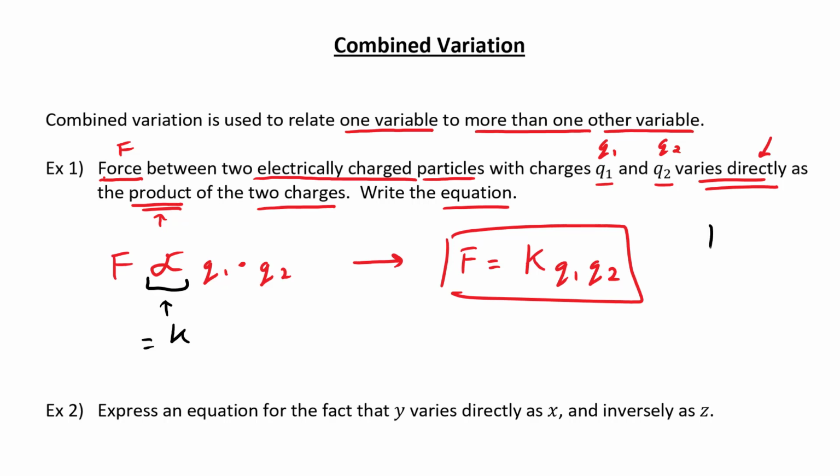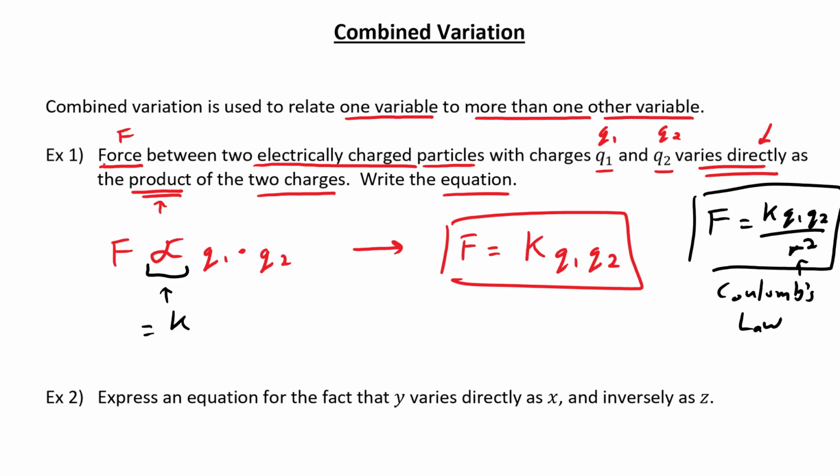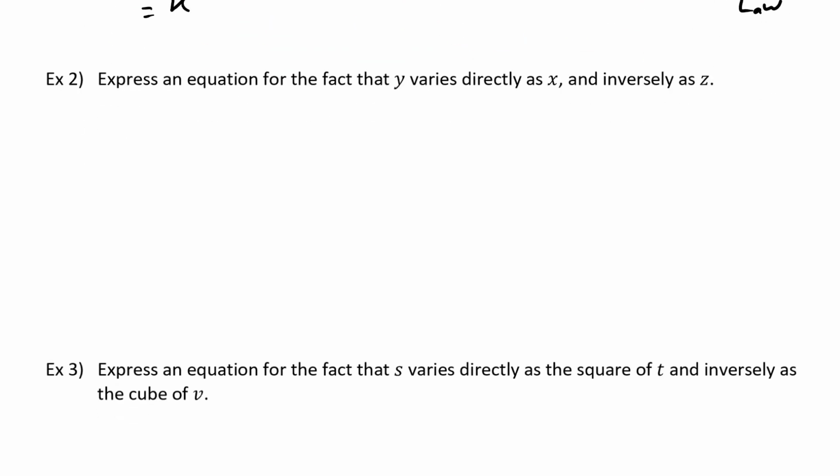There's actually a law called Coulomb's law. Force equals K times Q1 Q2 over radius squared. So there's an extra variable in there, but this is actually a formula. It's called Coulomb's law. And if you're going to study physics, you'll learn some of this. So here we would have to add in an additional variable. Let's examine the next one.